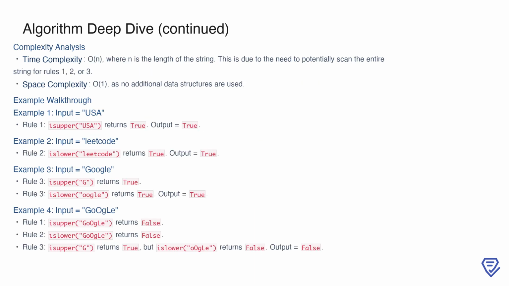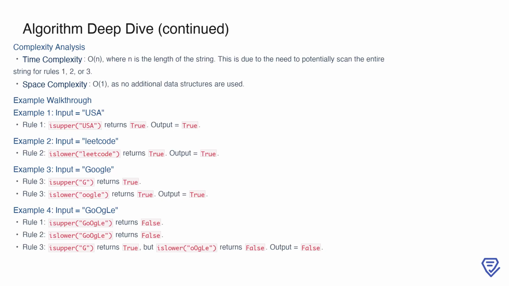Analyzing the complexity of this algorithm, we find that the time complexity is O(n), where n is the length of the string. This is because the algorithm may need to scan the entire string to evaluate the capitalization rules. The space complexity is O(1), as no additional data structures are used, and all operations are performed directly on the input string. Let's look at some examples to solidify our understanding.